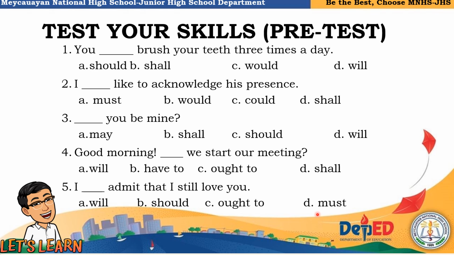Okay, class, I hope that you got the correct answer. For number 1, it is A, should. You should brush your teeth 3 times a day. Number 2, it is letter B, would. I would like to acknowledge his presence. Number 3, it is will. Will you be mine? Number 4, shall. Good morning. Shall we start our meeting? Number 5, must. I must admit that I still love you. I hope that you got it correct. Let's have the next one.